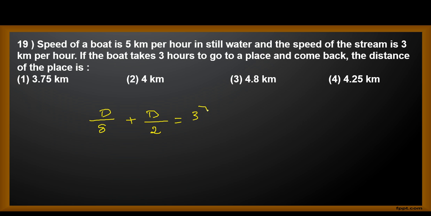This equals how much is given? 3 hours. What is the process you have to do? Simply multiply by 8, the LCM of 8 and 2. You will get D plus 4D equals 8 threes are 24. So D equals 24 by 5, which is 4.8 kilometers. So option 3 is the answer.